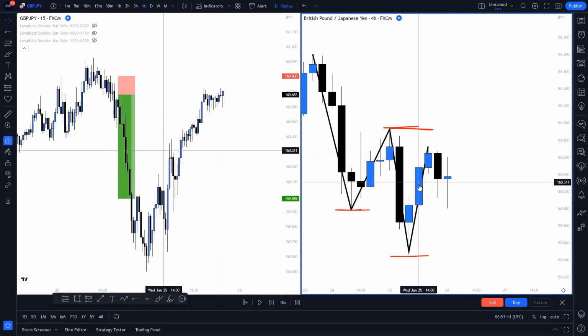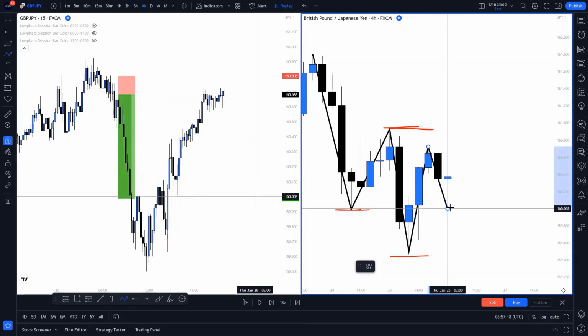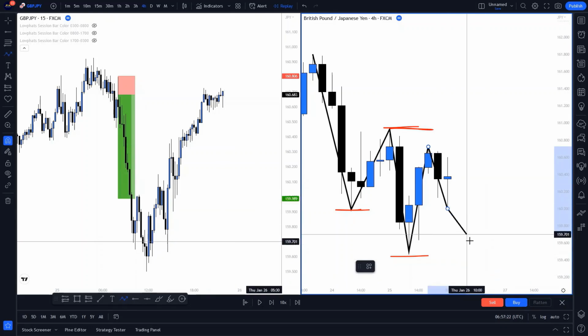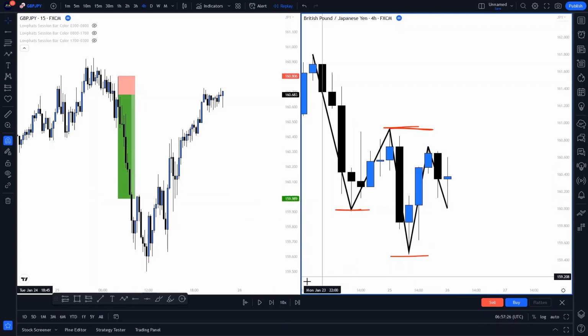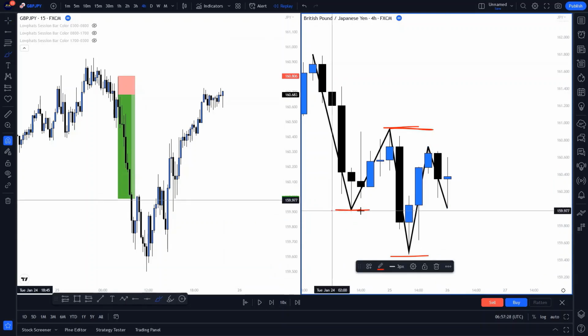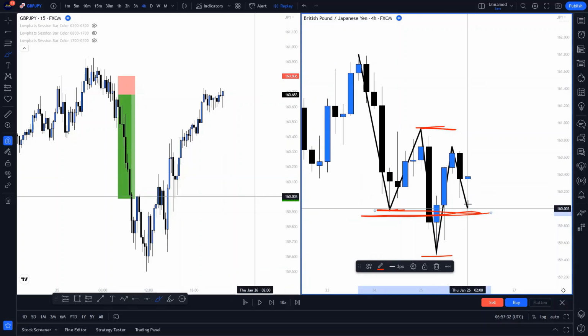Well, price did end up dropping to the downside like that, but it didn't actually materialize. There wasn't enough momentum to carry it down and create another bearish leg. So it just ended up stopping there. And what is this zone? Well, it's the same zone from here. We have actually created a head and shoulders pattern.